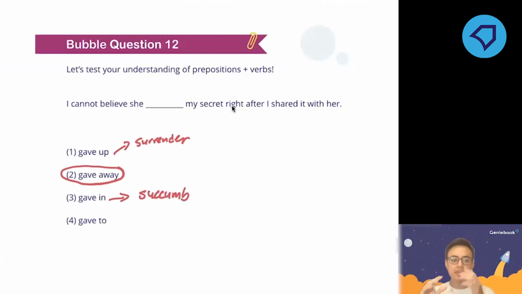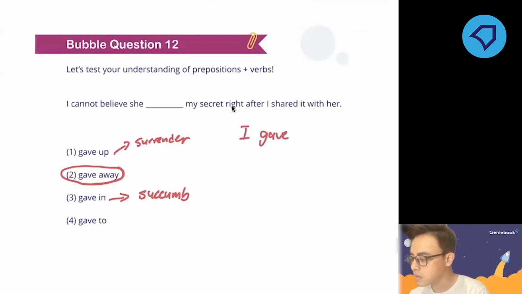Okay, so I'm going to teach you how to use the phrase "gave in." I gave in to temptation and finished the entire chocolate cake.